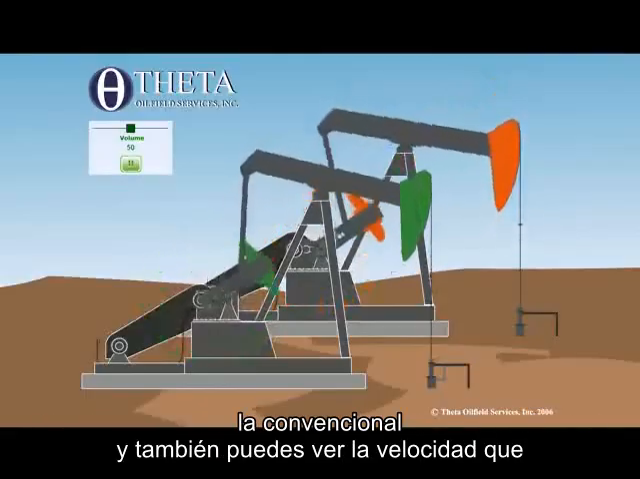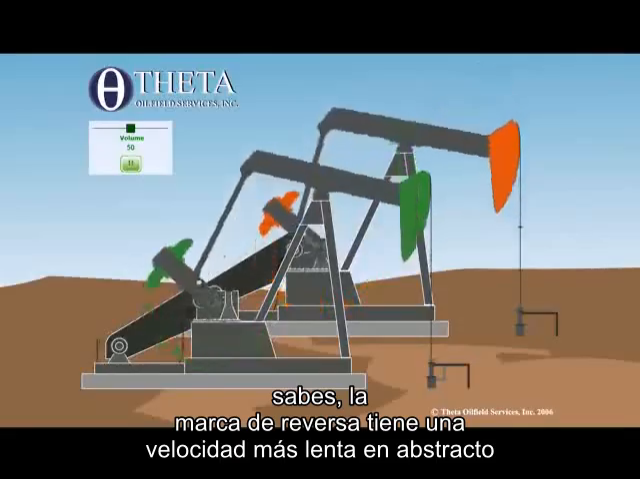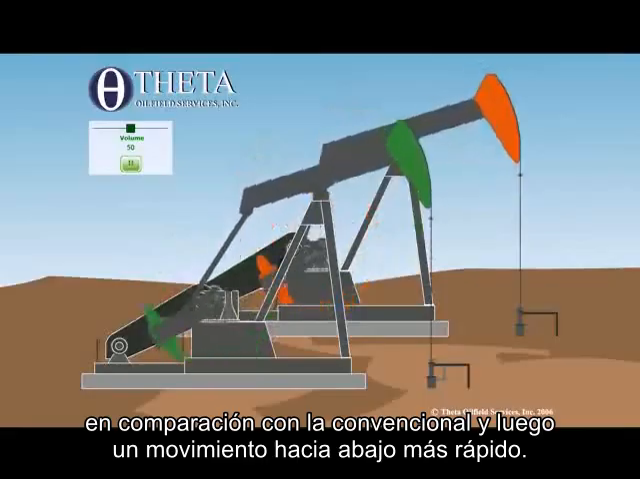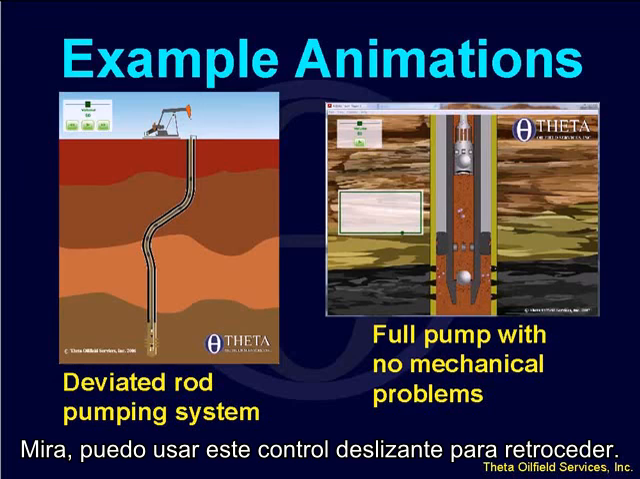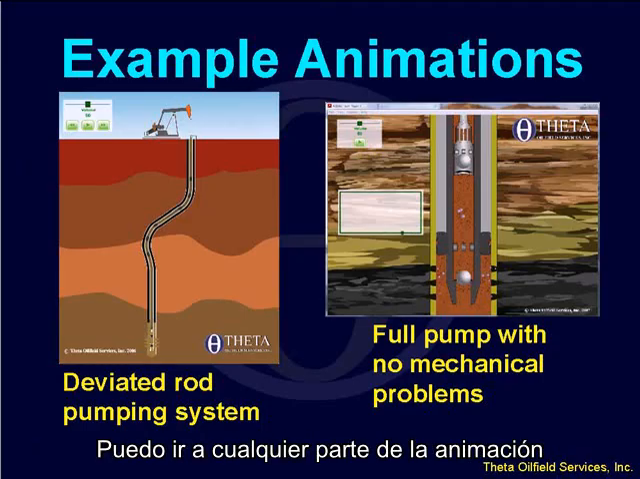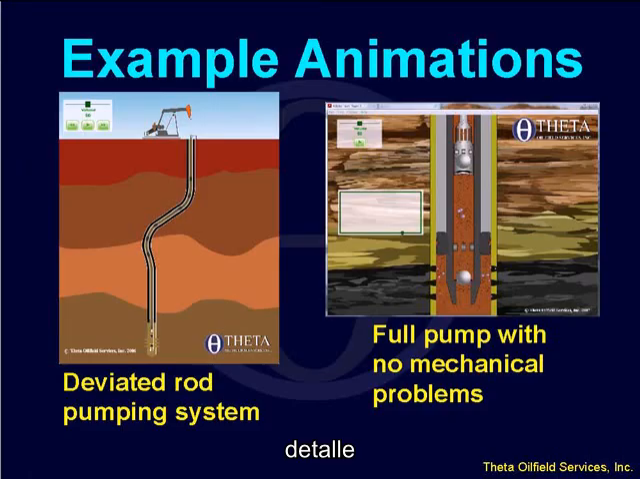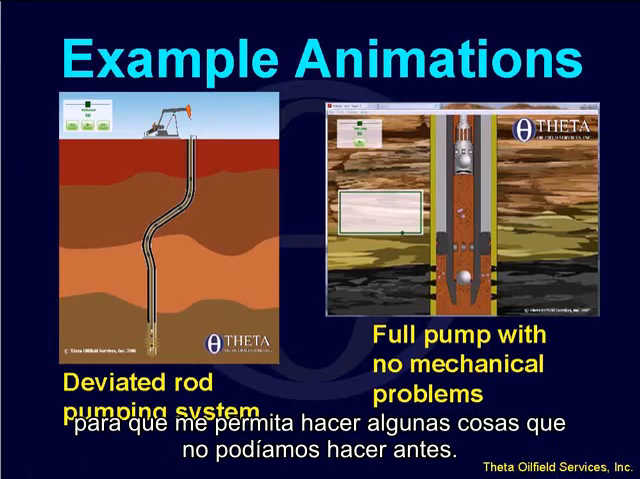And you can also see that the reverse mark has a slower speed on the upstroke as compared to the conventional, and then a faster downstroke. See, I can actually use this slider to go back. I can go to any part of the animation here, pause it, go back, look at it in more detail. So it allows me to do some things that we couldn't do before.